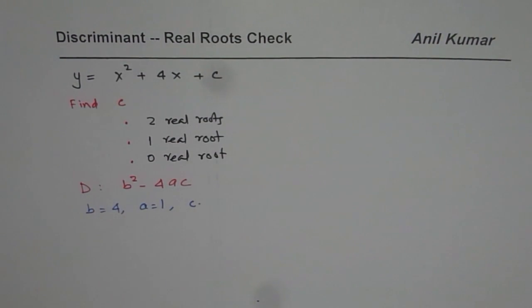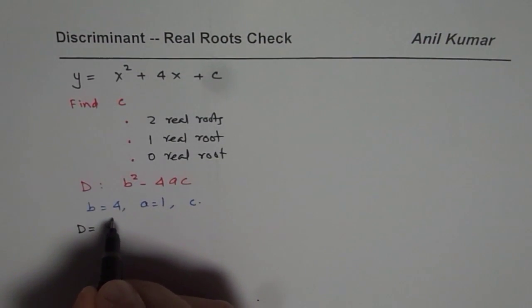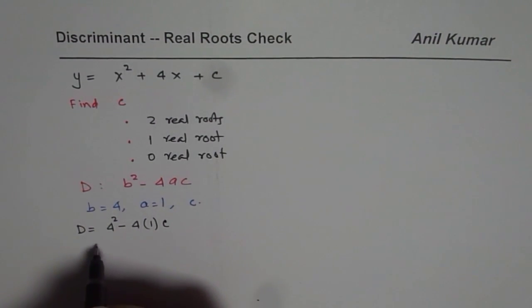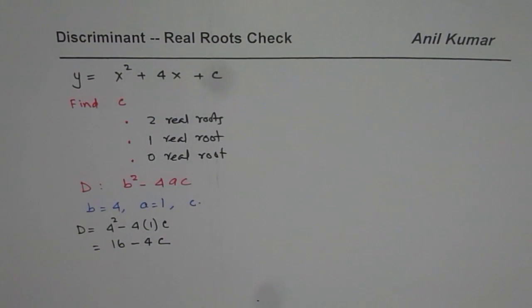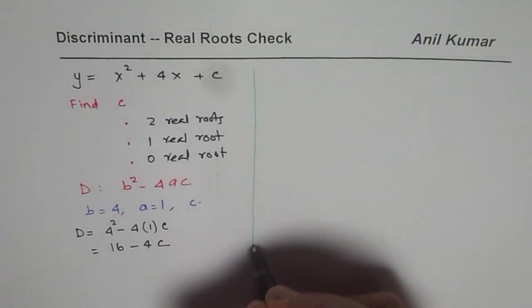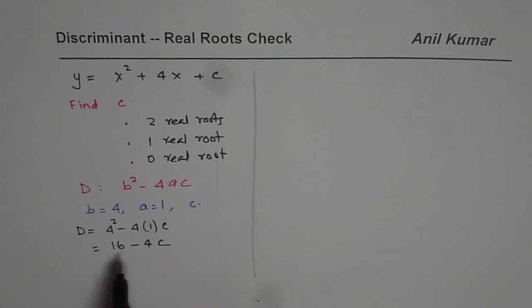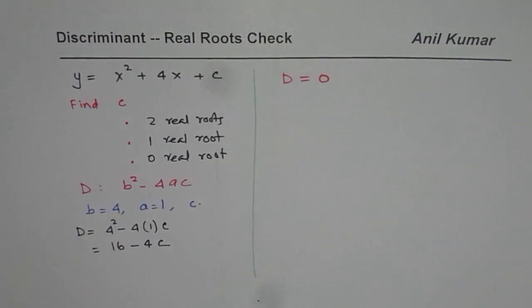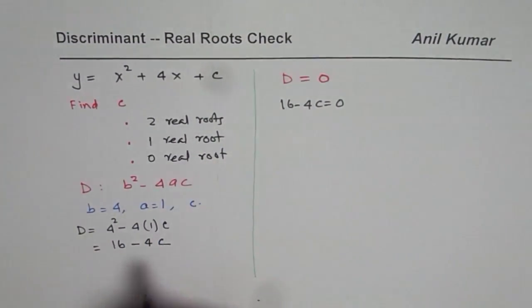So in this particular case, let us calculate what discriminant d is. b is 4, so 4 square minus 4 times a is 1 and c is c. So what we get here is 16 minus 4c, right? So that is the value of discriminant. Always to begin with, it is good practice to start with 0, right? So when will the discriminant be equal to 0? To find that, 16 minus 4c should be equal to 0 because that is the value of discriminant.